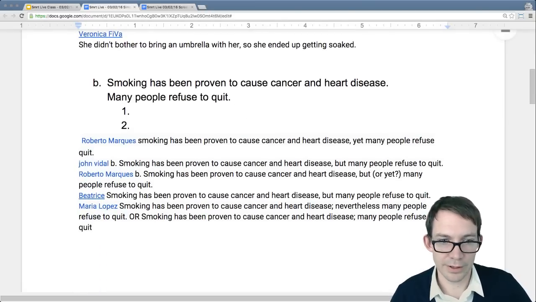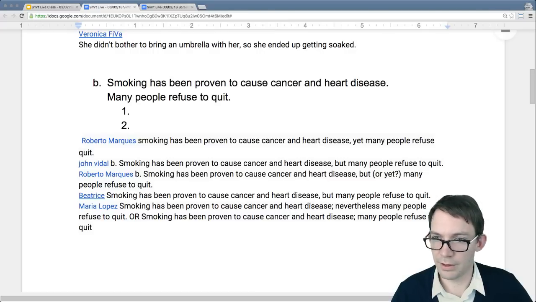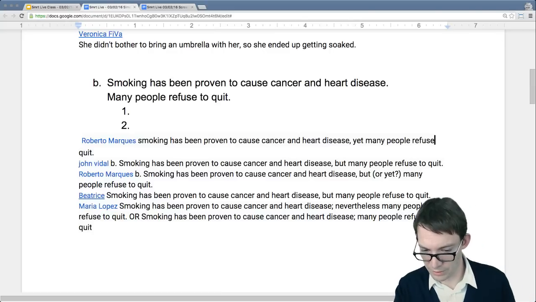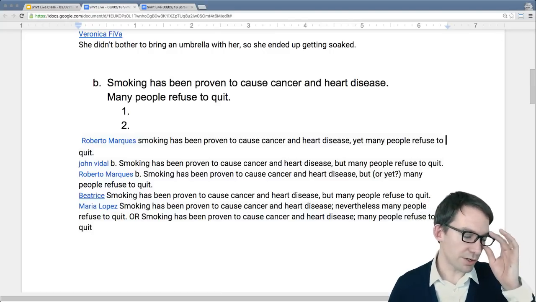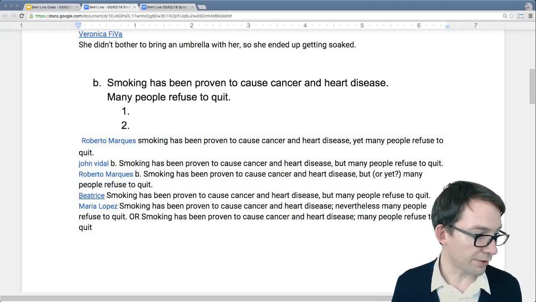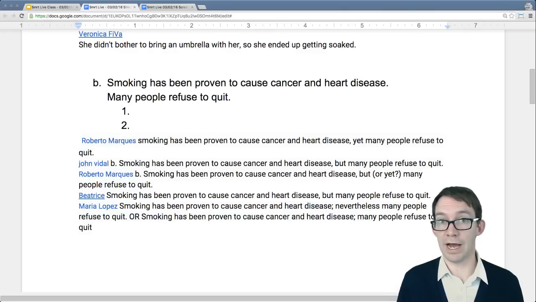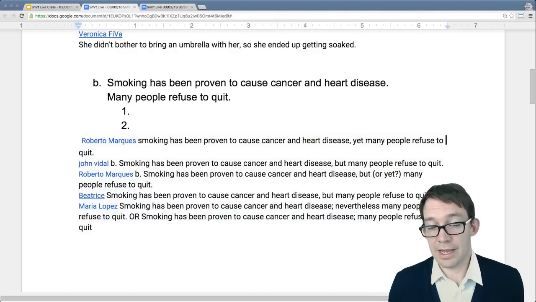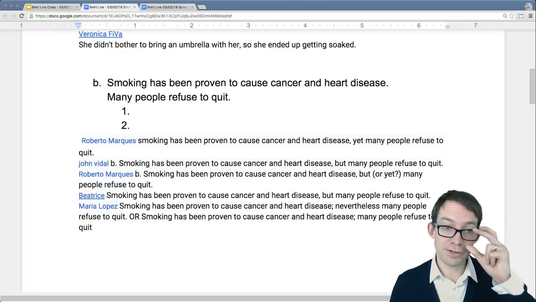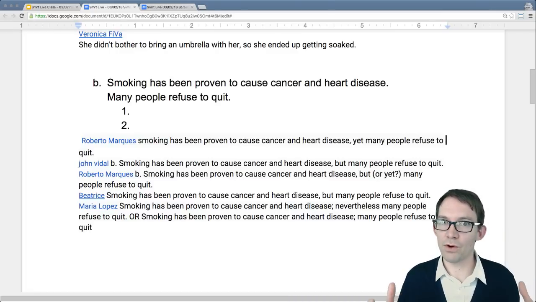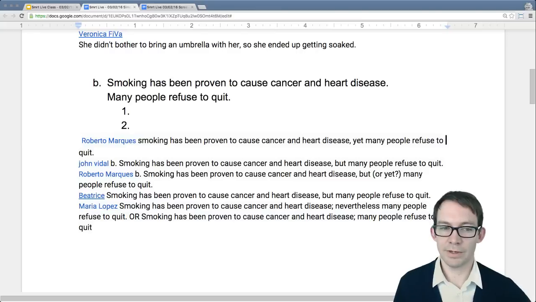Let me see. Roberto says, smoking has been proven to cause cancer and heart disease, yet many people refuse to quit. Yeah. Just put a 2 in here. Good. Now, I noticed that while you guys were doing it, some of you were asking, I think it was actually Roberto that asked, is there a difference between yet and but? And yes, the answer is yes. There is a slight difference. I would say but maybe has slightly more uses than yet, because yet means but. It's the same meaning. It's a contrast kind of word.